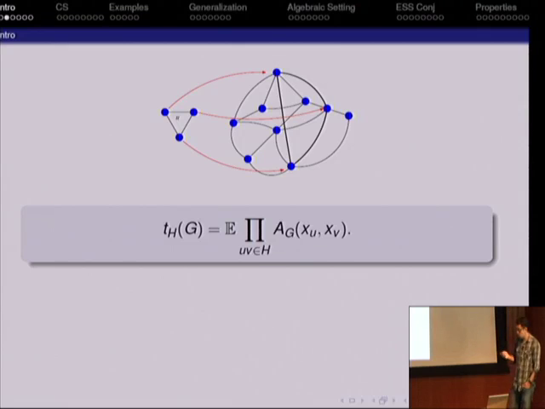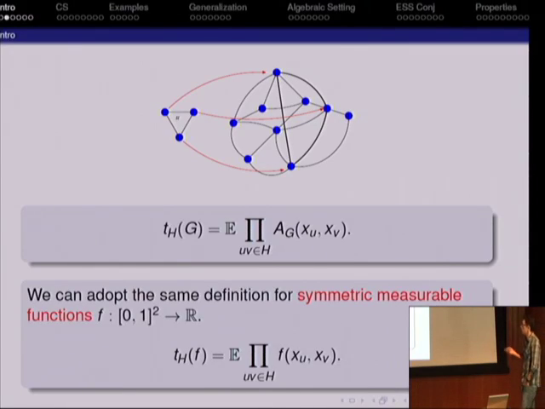Now that we have this nice formula, we can look at any matrix, or in fact, any symmetric measurable function on this fairly general setting, let's say from [0,1] squared to R. And we define this T_H of F as the similar expected value.